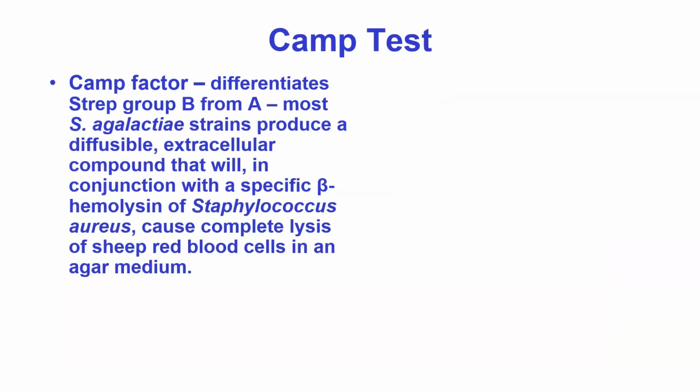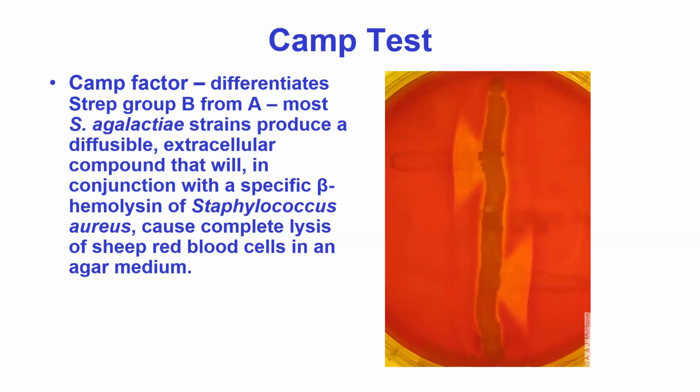CAMP test. CAMP factor differentiates strep group B from strep group A. Most S. agalactiae strains produce a diffusible extracellular compound that will, in conjunction with the specific beta-hemolysin of Staph aureus, cause complete lysis of sheep red blood cells in an agar medium. Let's translate that. What we've got here is a streak of bacteria down the center. That is a Staph aureus. And away from the Staph aureus, it produces a beta-hemolysin that basically diffuses out into the agar.